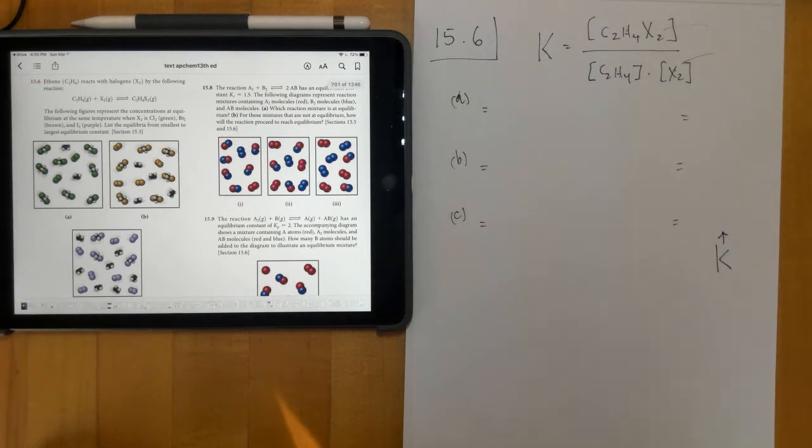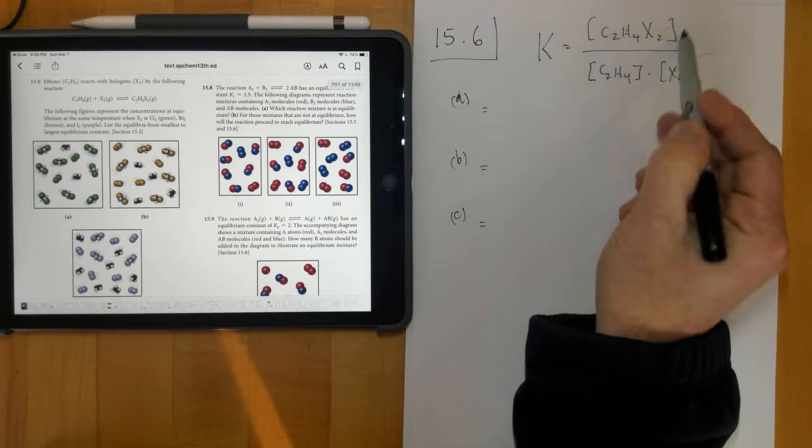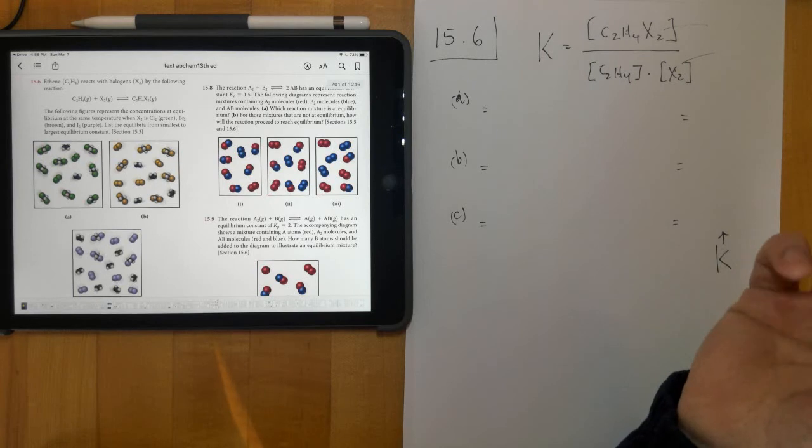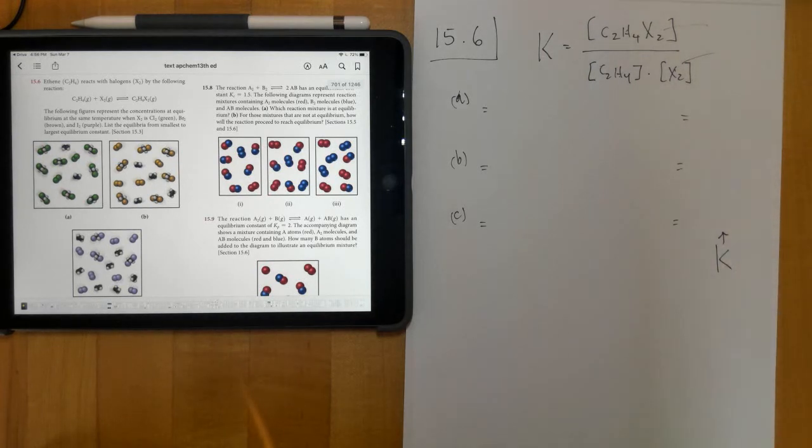And then of course the one with the largest K would have the most products, because the number on the top would be the largest. And the equilibrium constant would of course be the largest as well.